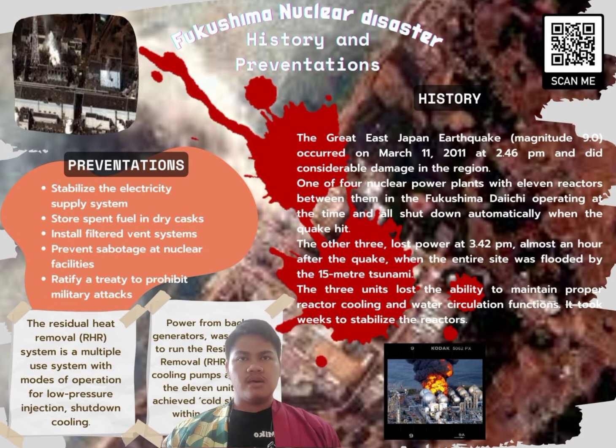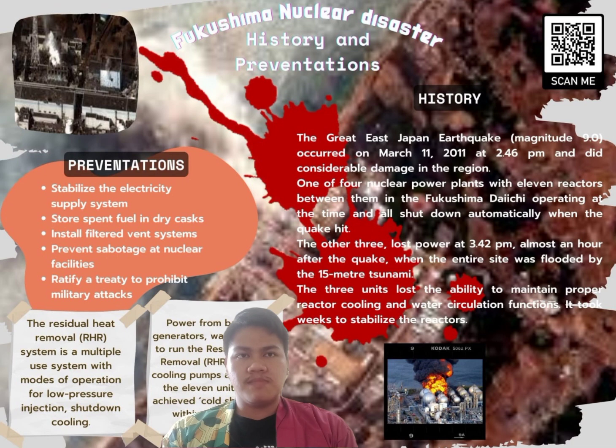Okay, so the Fukushima nuclear disaster started with the Great East Japan earthquake with a magnitude of 9.0. It occurred on March 11, 2011 at 2:46 p.m. and did considerable damage in the region. One of four nuclear power plants with 11 reactors at that time, and they all shut down automatically when the quake hit. While the other three lost power at 3:42 p.m., almost an hour after the quake.